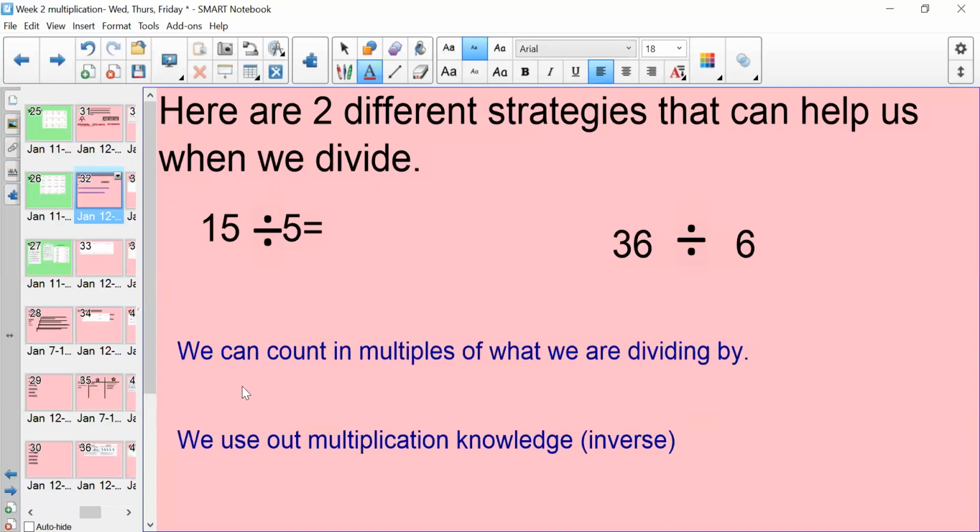So the one way would be to count in the multiples of what we are dividing by. So if we look at this one, we know that we're dividing by 5. So you could count in 5s until you reach 15. So if you went 5, 10, 15, now you've reached 15, you counted 3 times, 1, 2, 3, you counted 3 numbers. So therefore the answer is 3.